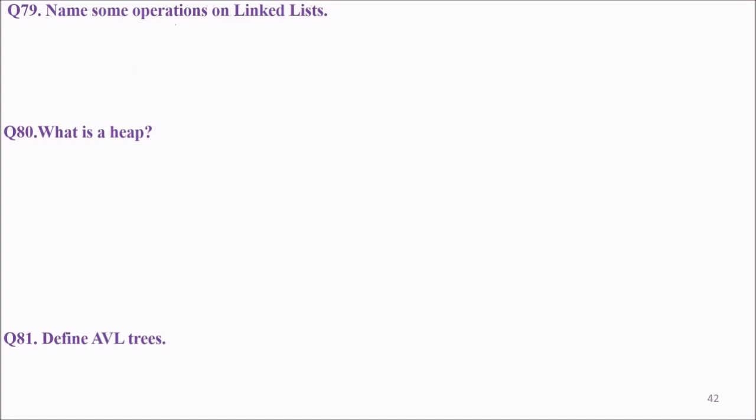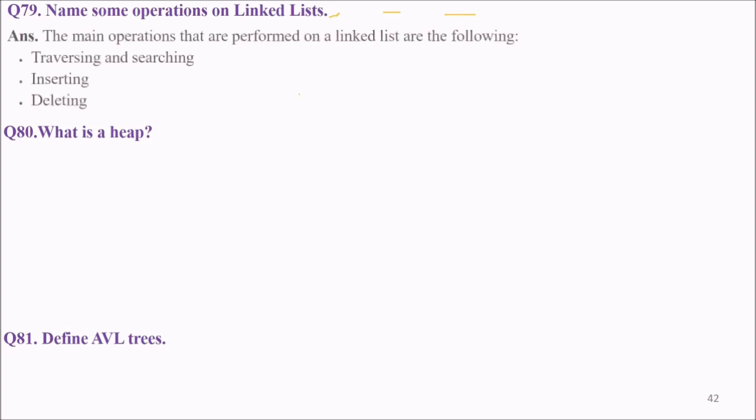Let us take a few more. Name some operations on linked lists. In a linked list, there are various operations you can do. You can add an element, you can delete an element, you can traverse the linked list. The main operations that can be performed on a linked list are traversing and searching, and of course, traversing and searching is done linearly in a linear linked list. Then inserting an element and deleting an element in a linked list. These are some operations on linked lists.